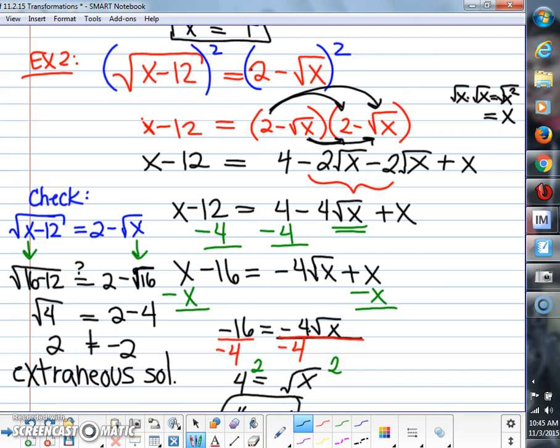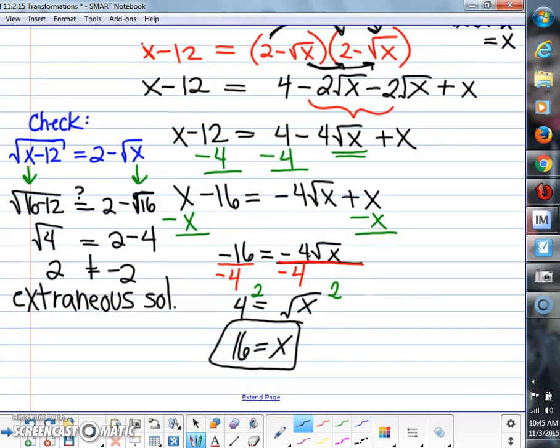If you were to graph the square root of x minus 12 and 2 minus the square root of x, they would not intersect at all. Okay? We're going to practice that in a little bit. So let's keep on with the solving. Can we move on?